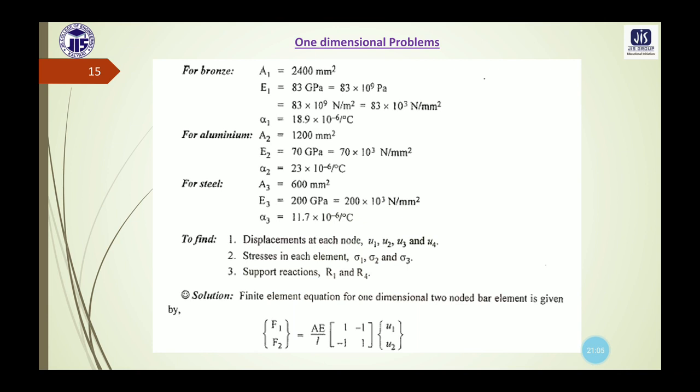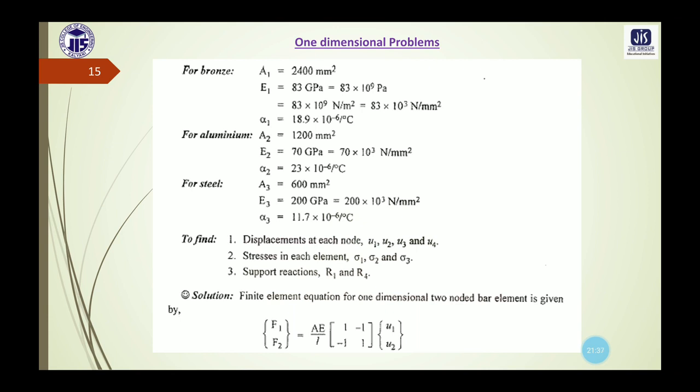The area, Young's modulus and the coefficient of thermal expansion for bronze, aluminum and steel are given in the table. So we need to find the displacements at the four nodes, then the stresses in each element and the support reactions. Following the similar procedure that we applied in the earlier numerical, we need to find the finite element equation first.